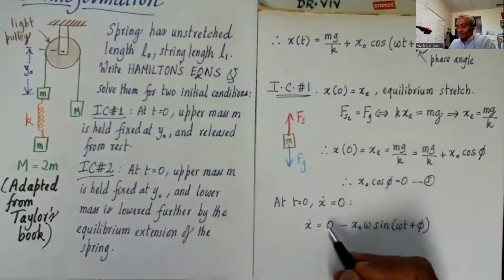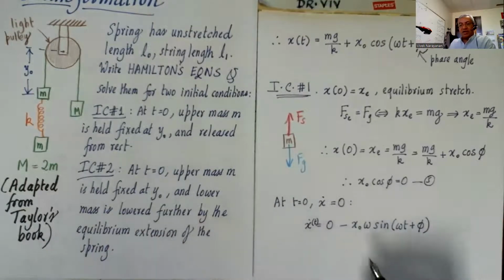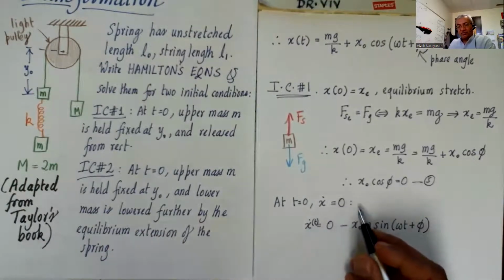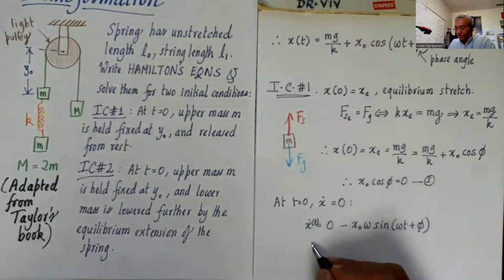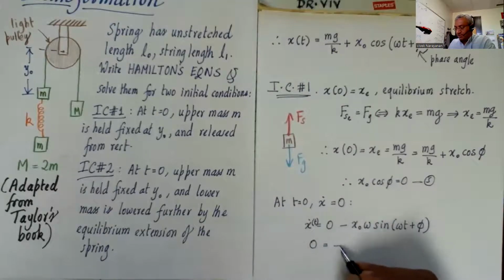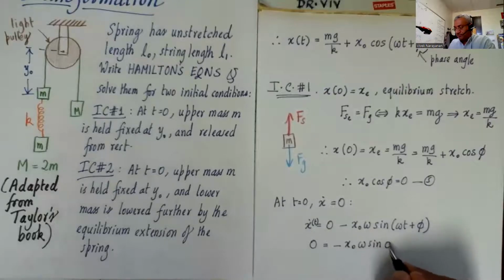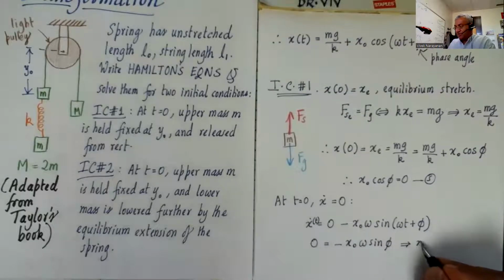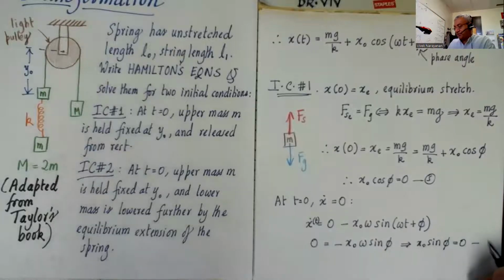Now, x dot at time 0 is 0. So now let's put that initial condition in. So I get 0 equals negative x naught omega sine phi, which means that x naught sine phi is also 0. Let's call this equation 6.